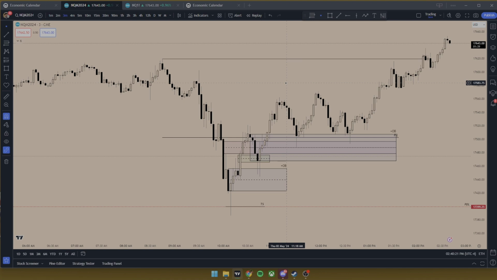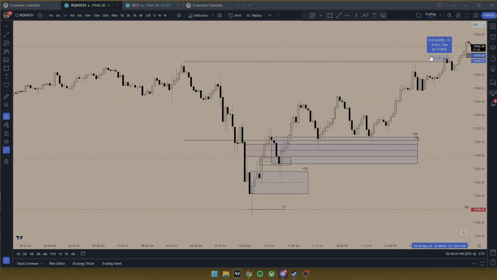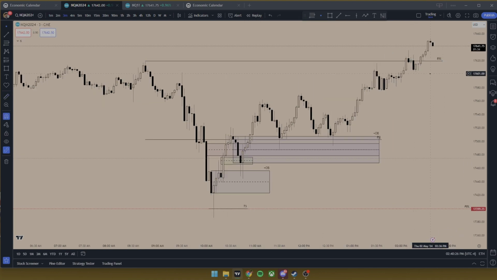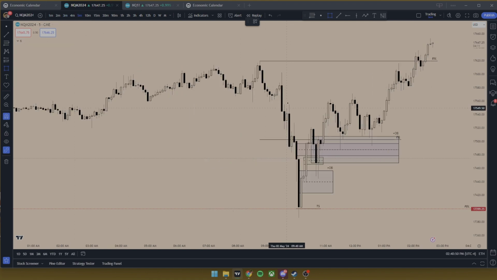This is going to be our market maker buy model terminus, right? This is where the market maker buy model should end. This is what you're targeting. Now, you can use PD arrays on any time frame, right? Right now we're looking at a 3-minute. You could jump to a 5-minute.